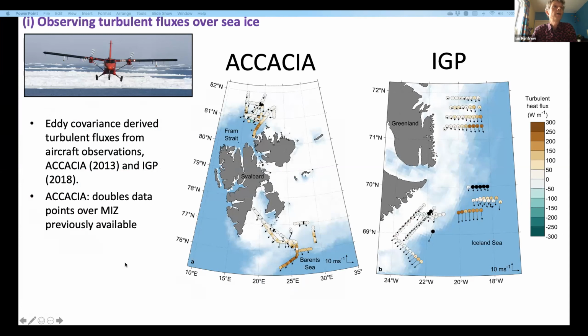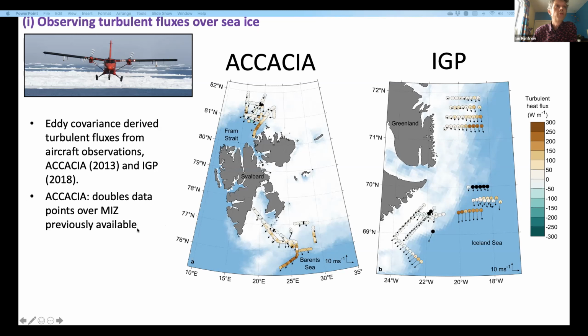And we've had a couple of field campaigns in the last few years, ACCACIA in 2013, and then this IGP campaign in 2018, where we've flown over the marginal ice zone quite a bit with an instrumented Twin Otter aircraft, and measured heat and moisture exchange using the eddy covariance methodology. And when we published the ACCACIA data set in 2016, this doubled the amount of data over the marginal ice zone that was previously available.